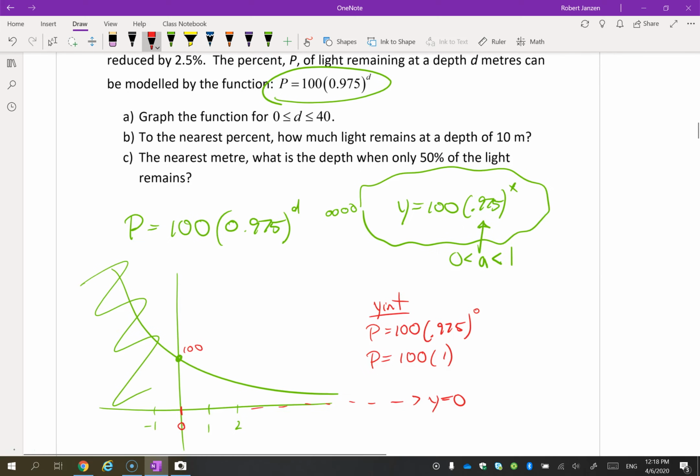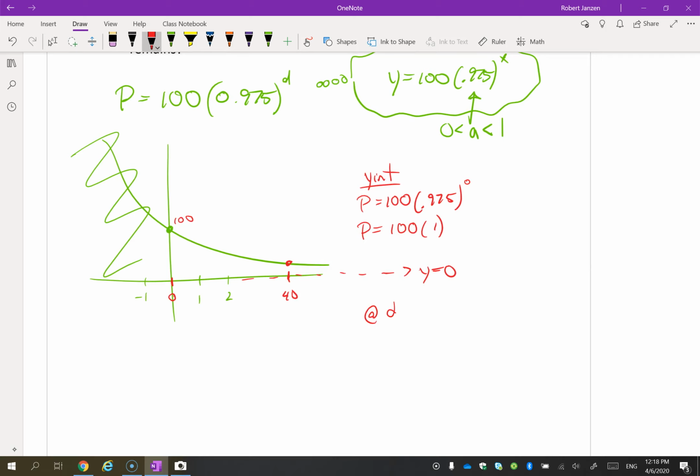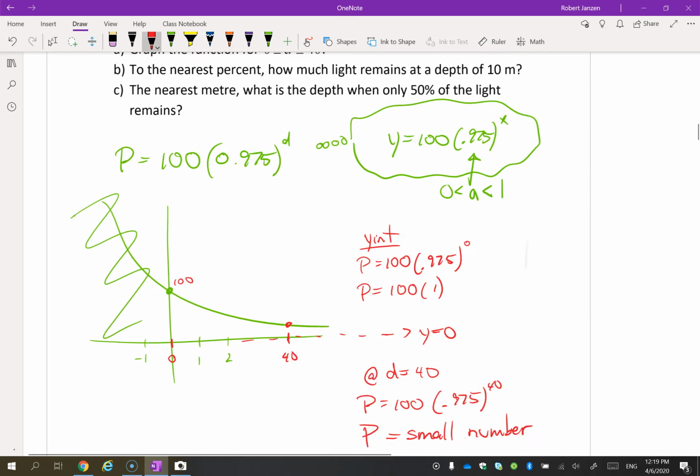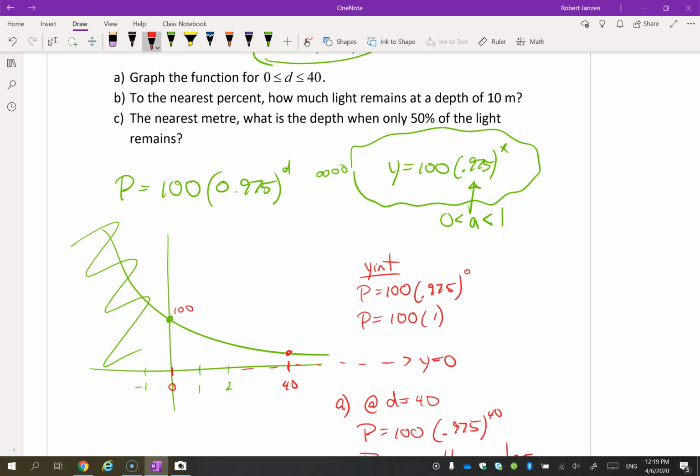Let's see what the question says. Graph the function for d between 0 and 40. Okay, so let's figure out 40. How would you figure that value out? When d is 40, you would go p equals 100 times 0.975 to the power of 40. It's going to be a small number. We don't need to figure that out right now. You can see it's small. It's approaching 0. Okay, so that was part A.